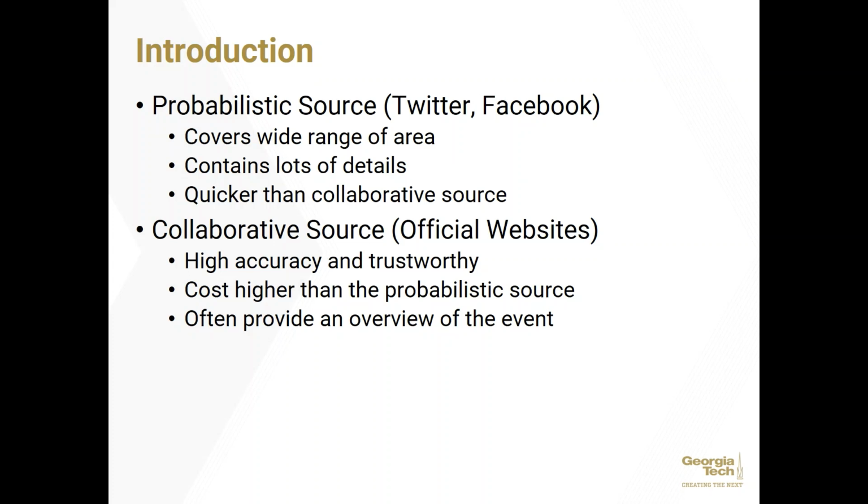There are two kinds of data source in our project. The first is the probabilistic source. It is generated mostly by social media such as Twitter and Facebook. It covers a wide range of areas, contains a lot of details, and is much quicker than the collaborative source. The collaborative source is generated mostly by official websites. It is very accurate and trustworthy, but it costs more than the probabilistic source. Also, it often provides an overview of the event rather than every detail of it.